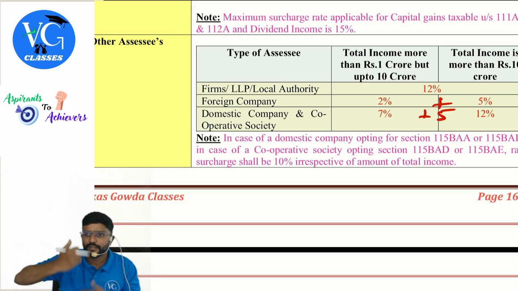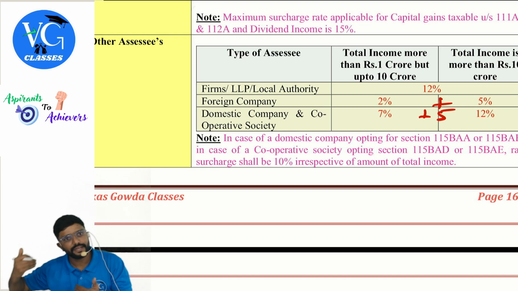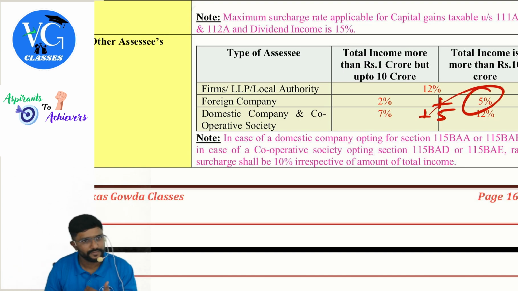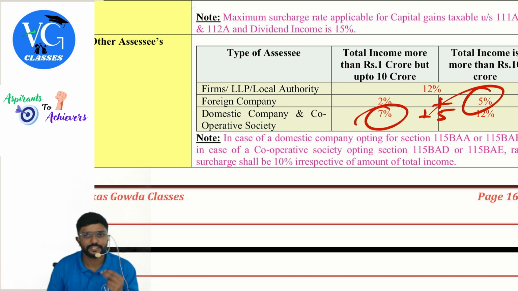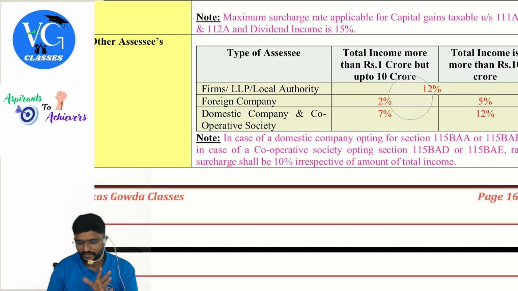For a domestic company, more than 1 crore up to 10 crore, 2%. More than 10 crore, it is 5%. 2 plus 5, it is 7%. So for a foreign company, more than 1 crore up to 10 crore, sorry, 7%. More than 10 crore, 12%. That is 7 plus 5. Yeah, this is just a shortcut to remember.